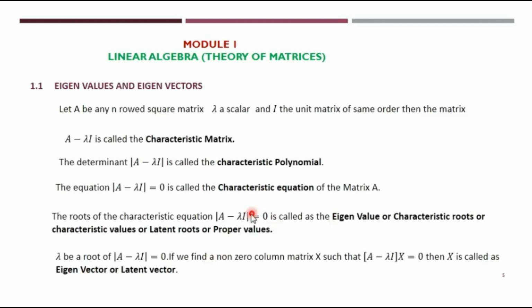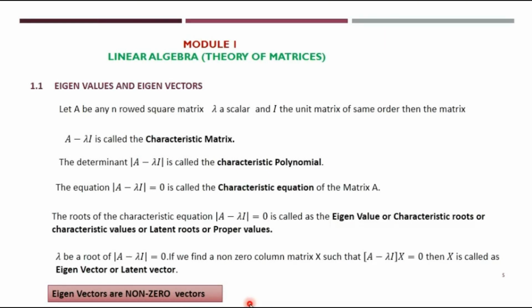Okay? We find the roots of this equation. We can name them lambda 1, lambda 2, lambda 3, and so on. So suppose one of the roots is lambda. If lambda is a root of this, then we can find a column matrix X such that A minus lambda I into X is equal to 0, then X is called an eigenvector or latent vector. And always remember that eigenvectors are always non-zero. We say non-zero column matrix. So eigenvectors are non-zero vectors. That is a very important concept.